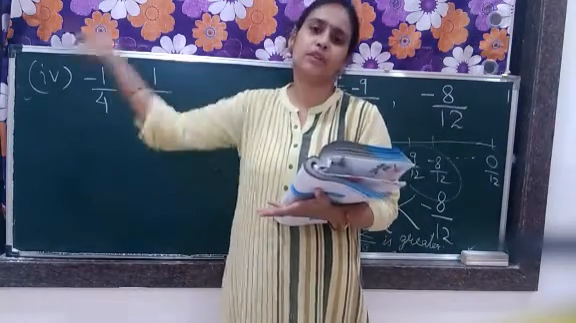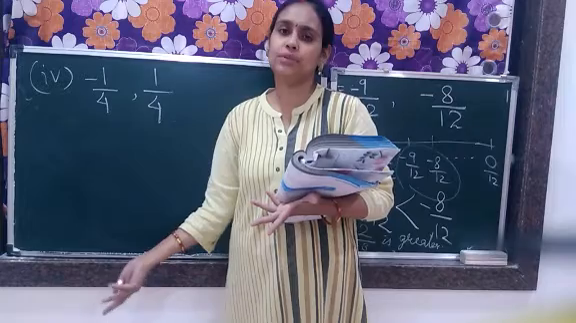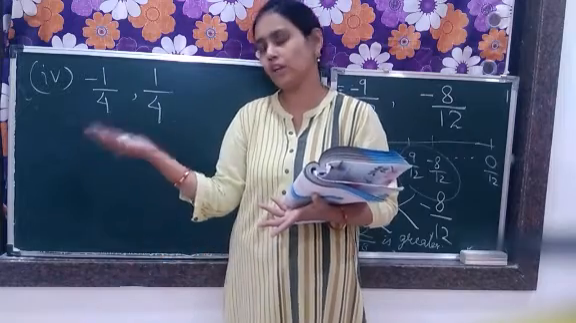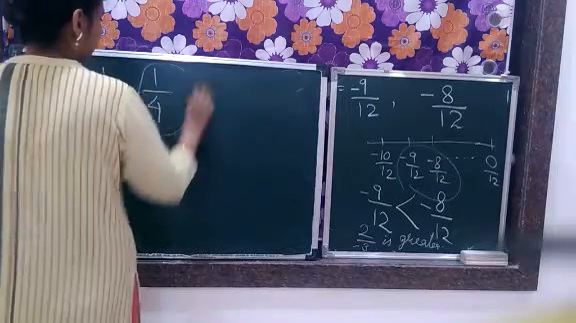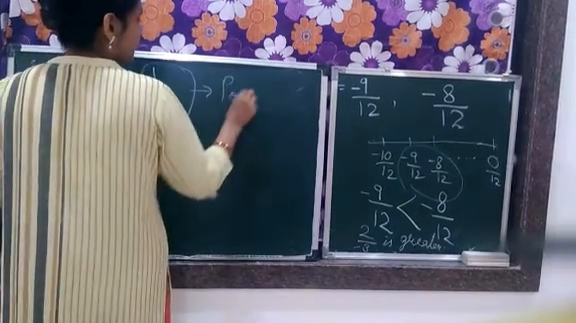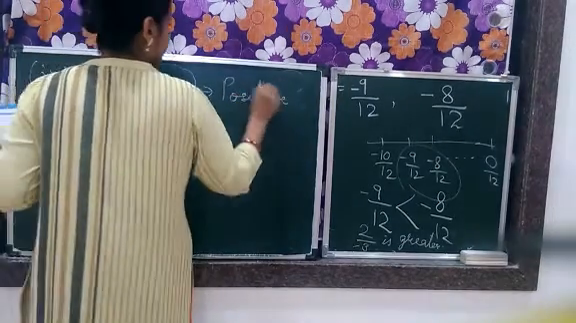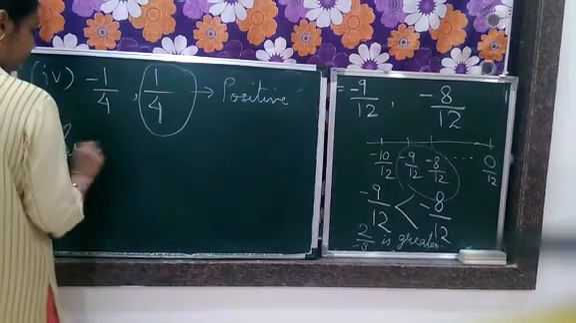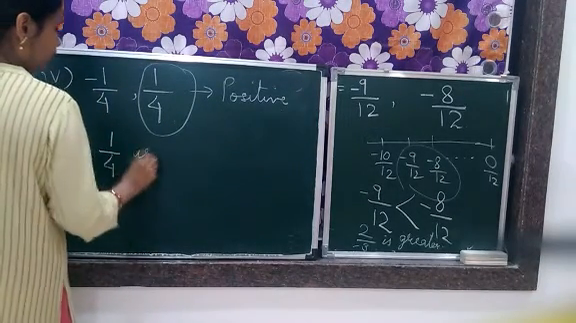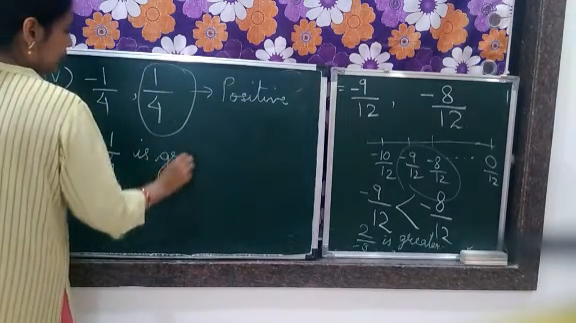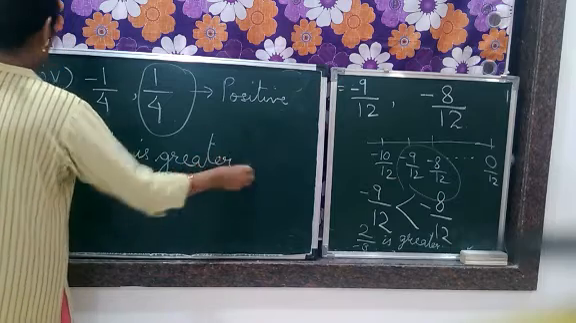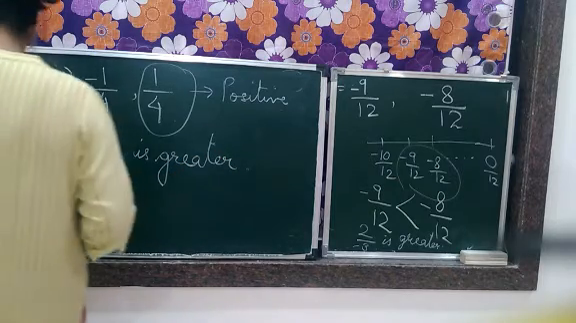Obviously, negative will be on the left side, and the rational number which is on the left side is smaller. So, who is greater? 1 by 4 is greater. So, you can mark like this. Since it is positive, 1 by 4 is greater. Then we go to the fifth one.